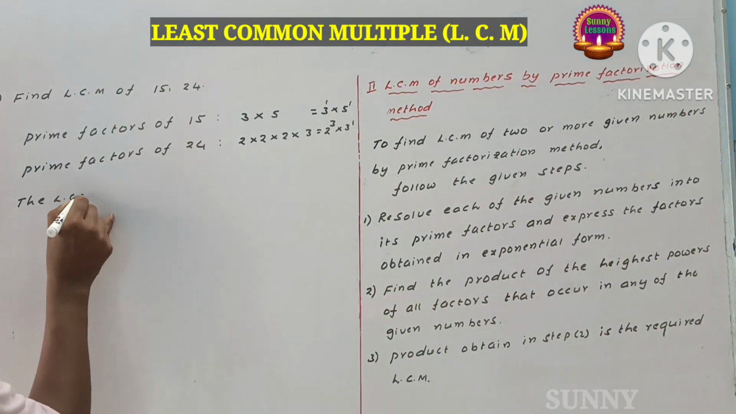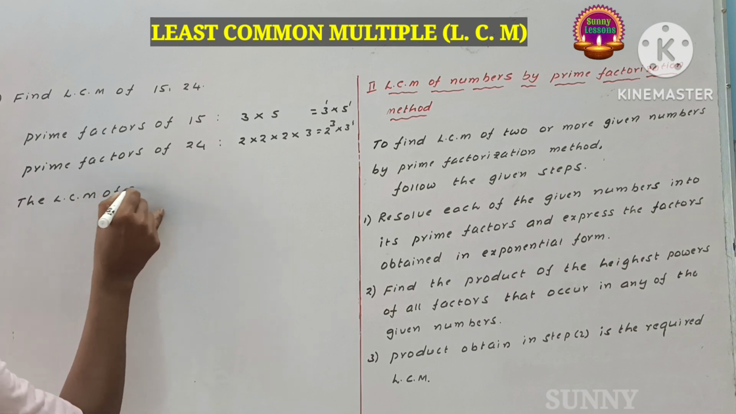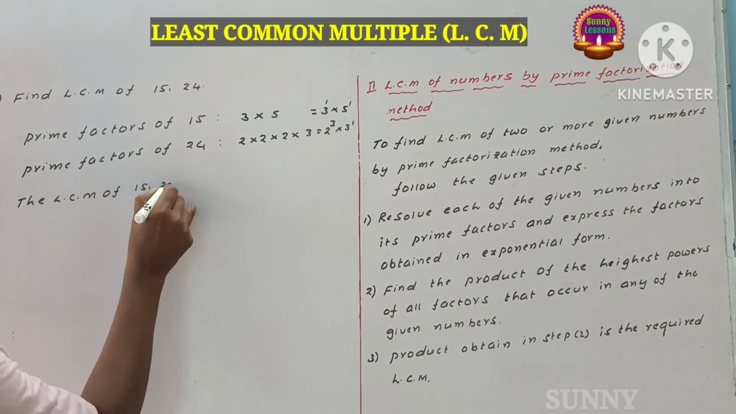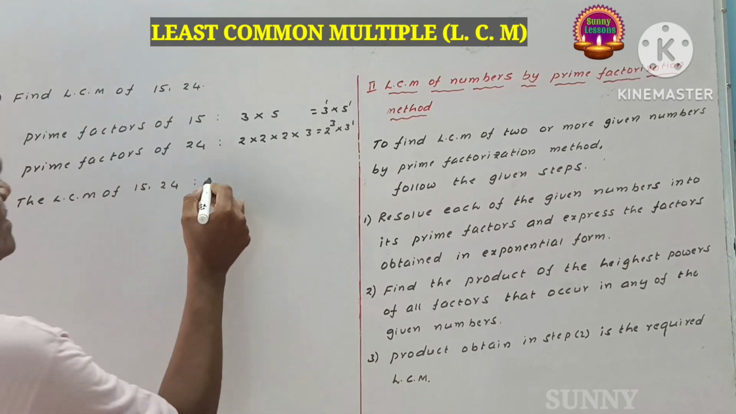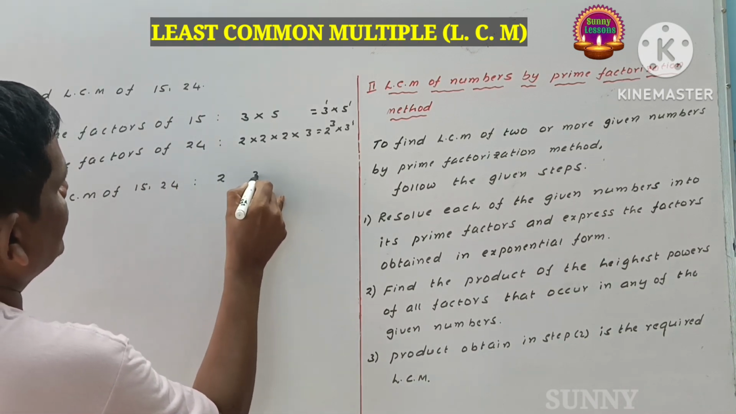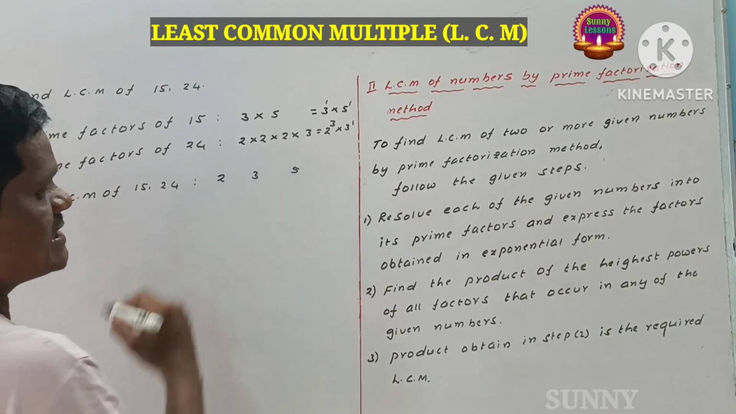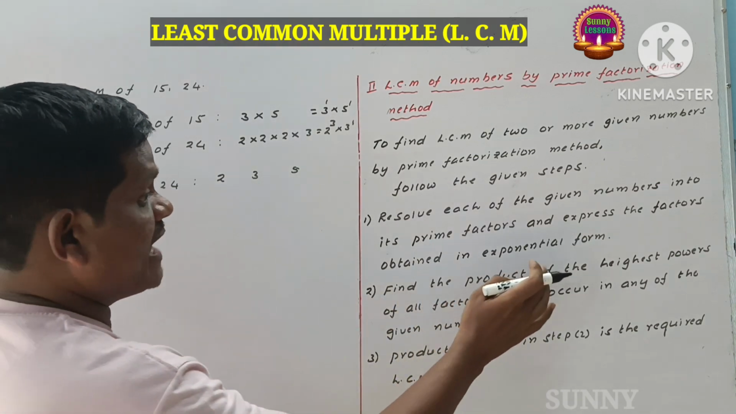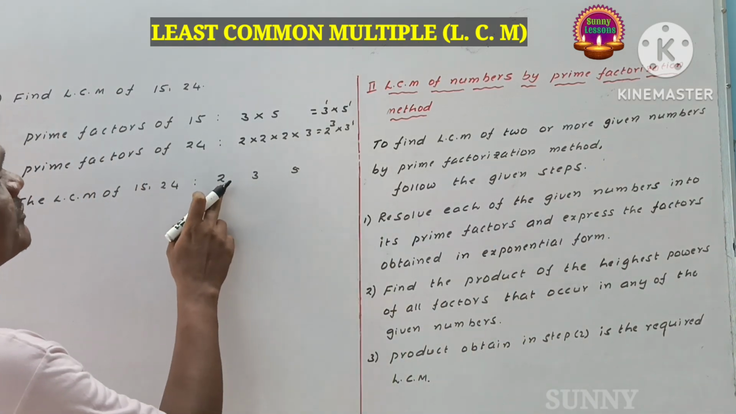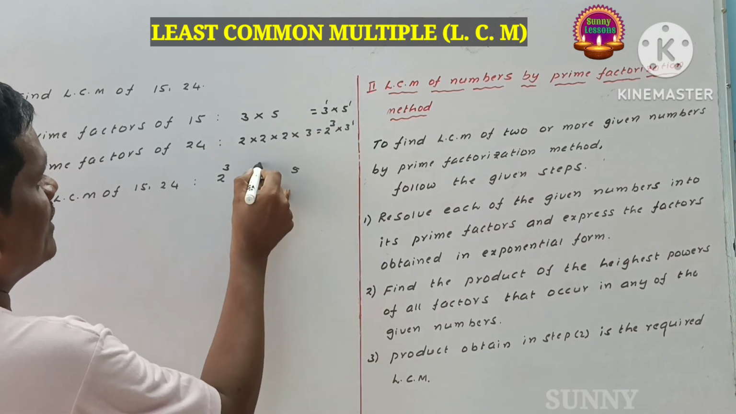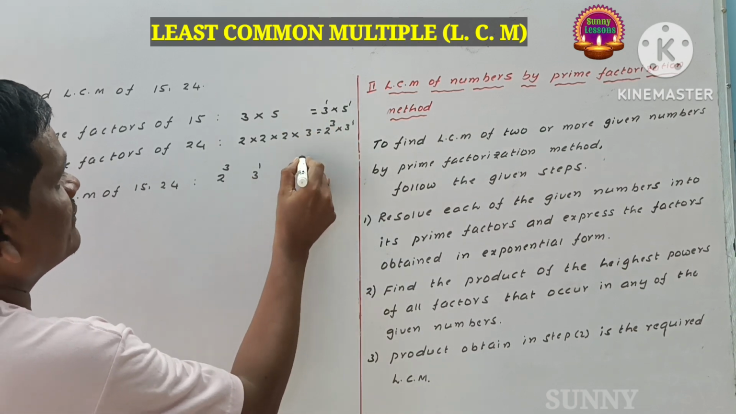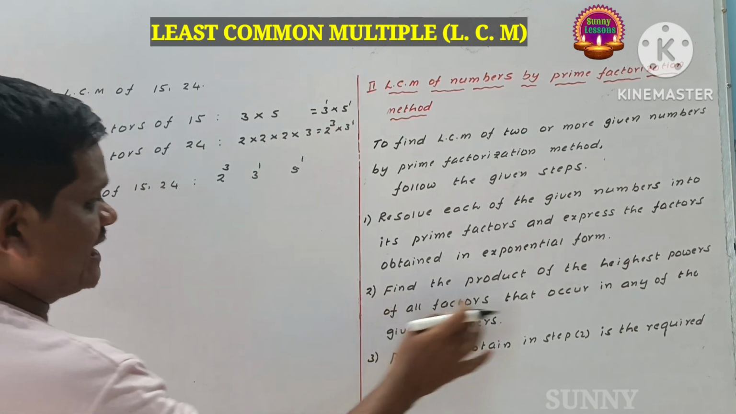The LCM of 15 and 24. Here we have to take all the factors 2, 3 and 5. What is said? Find the product of the highest powers. What is the highest power of 2? Yes, 3. What is the highest power of 3? 1. What is the highest power of 5? 1. So, product them.